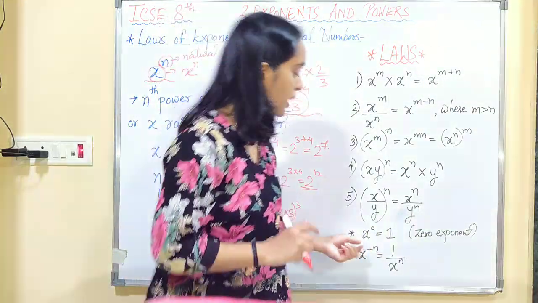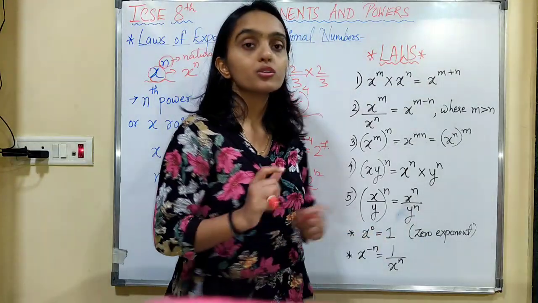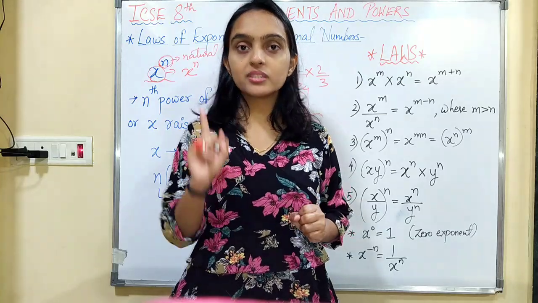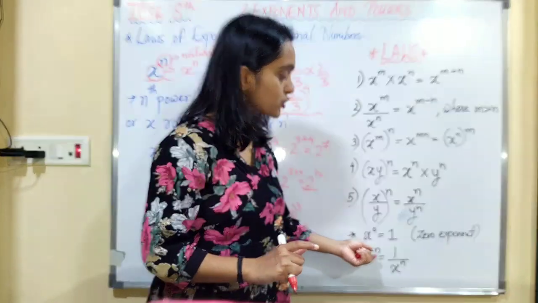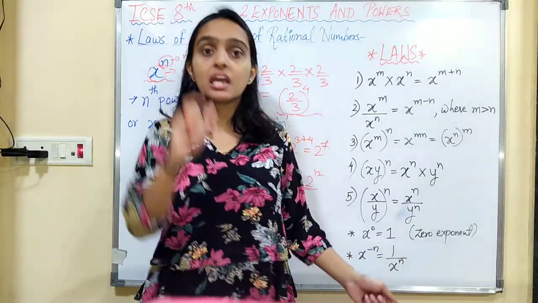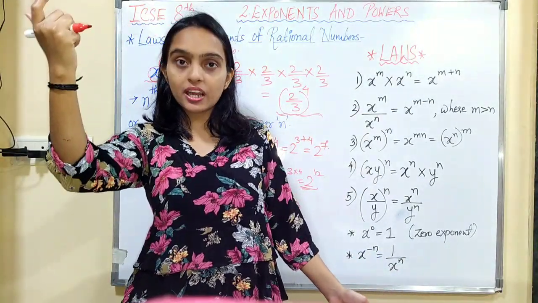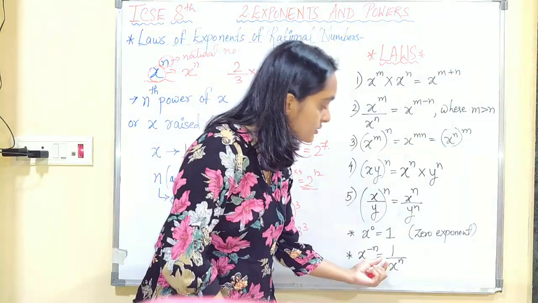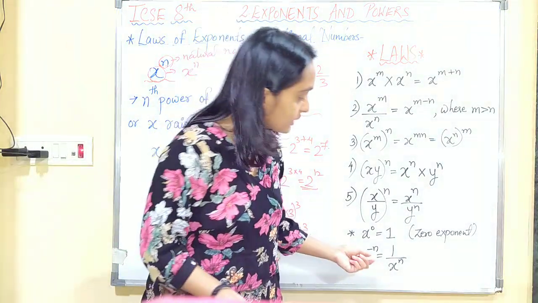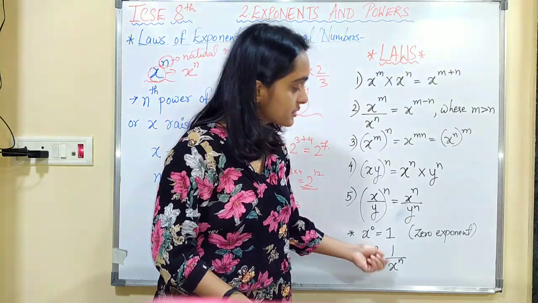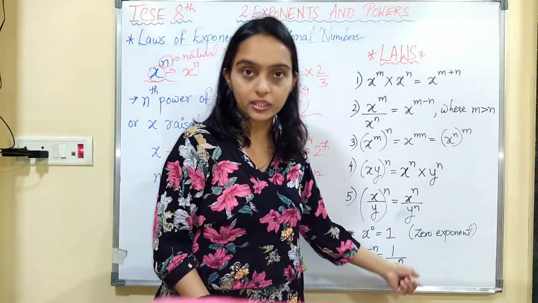Okay. Now we have x raised to 0. So x raised to 0 is always 1. And if you have x raised to minus n, that is x raised to the negative of any natural number, it is 1 upon x raised to n. So it is also said that x raised to minus n is the reciprocal of x raised to n.